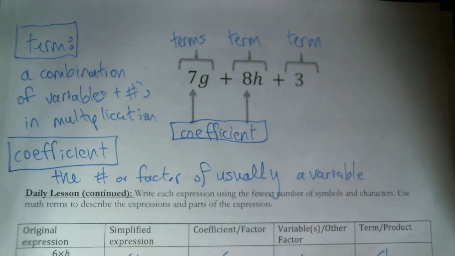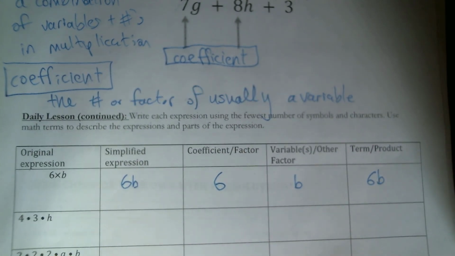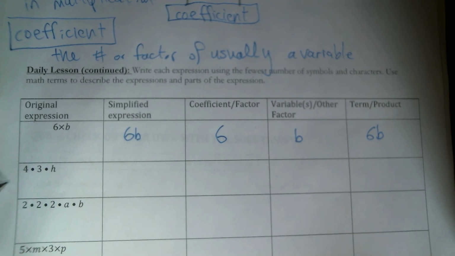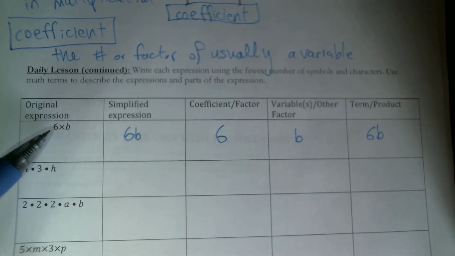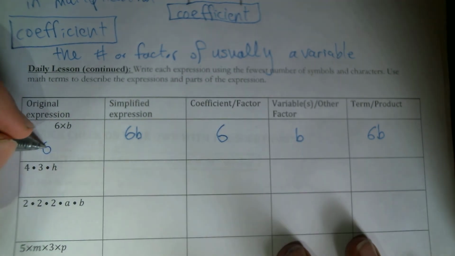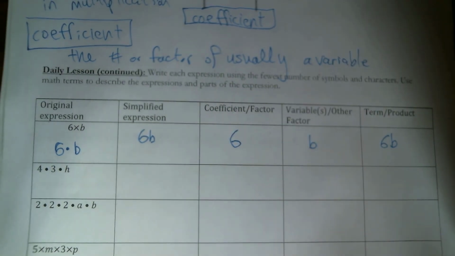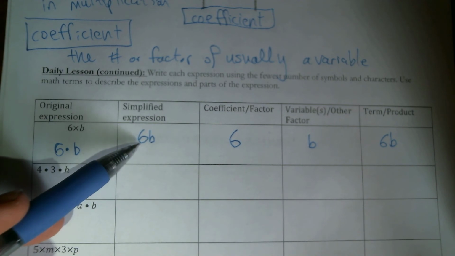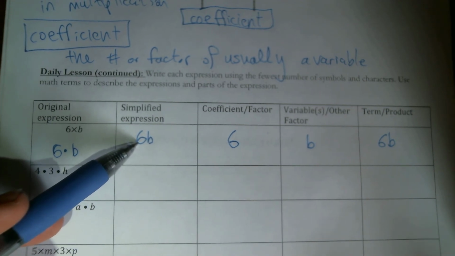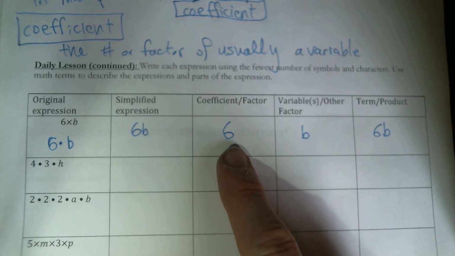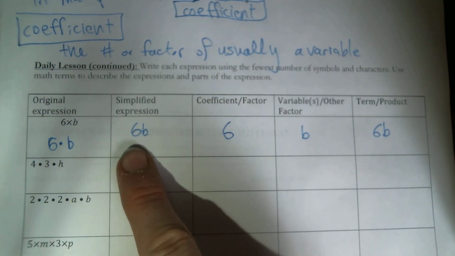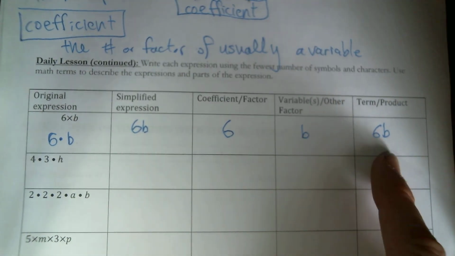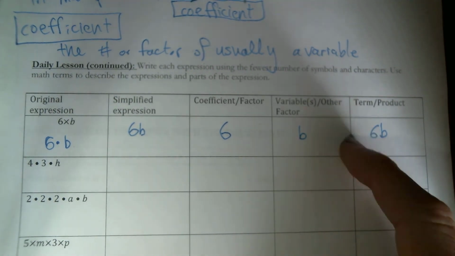So let's put some of this to use. I want to write these with the fewest symbols possible. On this one, I can see 6 times b. Now, this isn't a very good way to write this expression. Otherwise, you might think that's a variable. So if I want to simplify it, I can simplify it as far down as 6b. This is adjacent multiplication. My coefficient is 6, the number multiplying my variable. My variable is b, so my term, my whole chunk of stuff, is 6b.